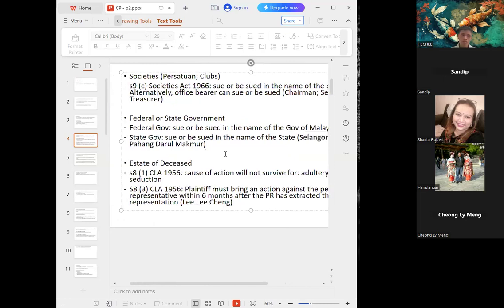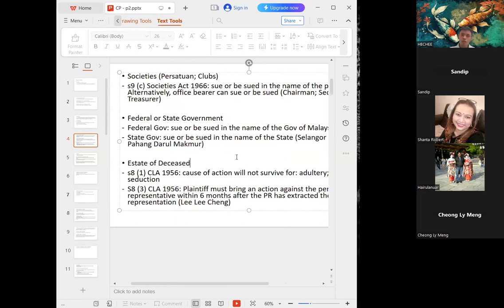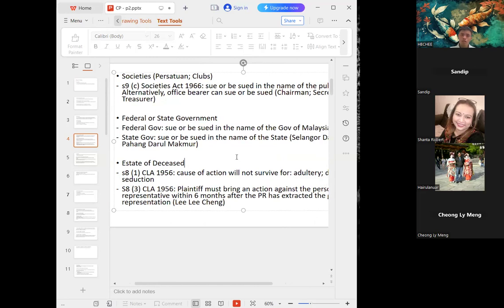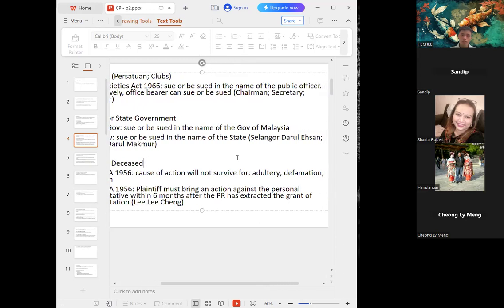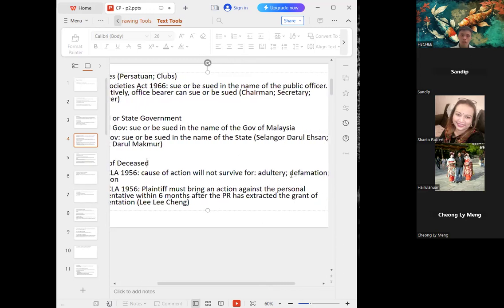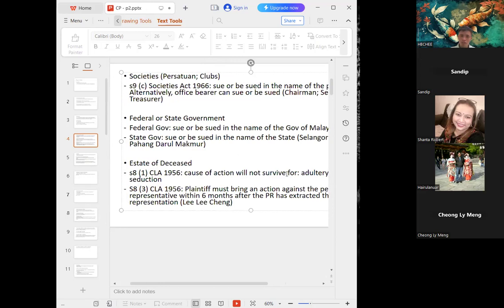Now it comes to the estate of a deceased person. According to Section 8 sub 1 of the CLA, you have to see what kind of cause of action survives and what does not. If the cause of action is adultery, defamation, or seduction, the cause of action will not survive and you can no longer sue the person.